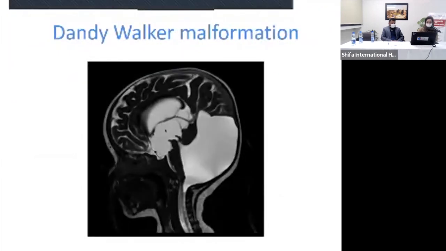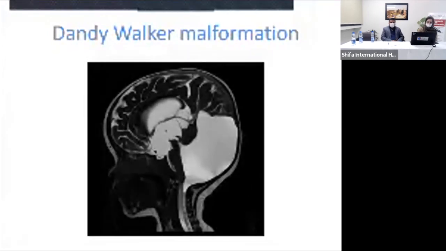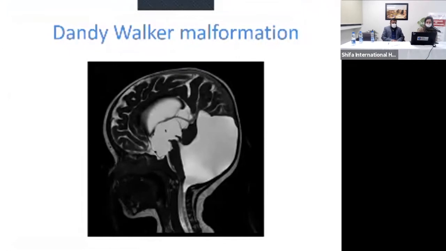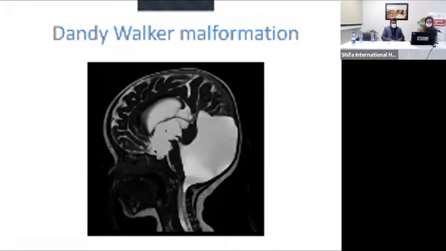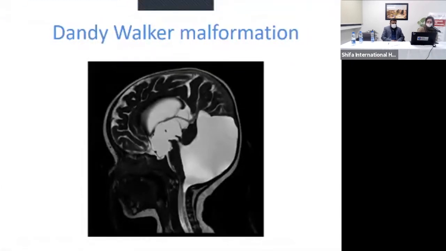This is a Dandy-Walker malformation, which is characterized by a spectrum of posterior fossa malformations, including agenesis of the cerebellar vermis and incomplete development of the fourth ventricle, which is communicating with an enlarged CSF space within the posterior fossa.